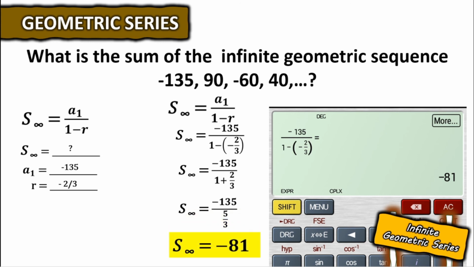So the sum to infinity of the geometric sequence with the first 4 terms, negative 135, 90, negative 60, 40 is negative 81. These 2 examples are illustrations of the steps of solving problems involving finite geometric series and infinite geometric series.